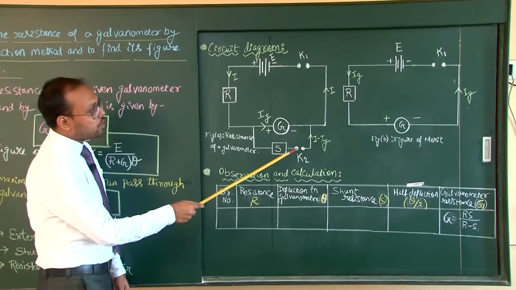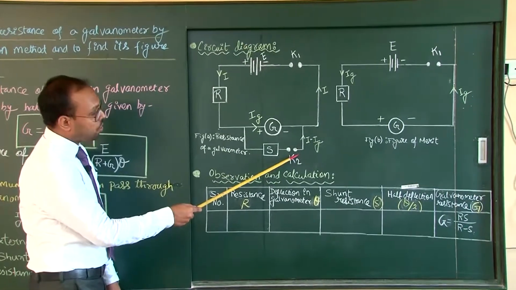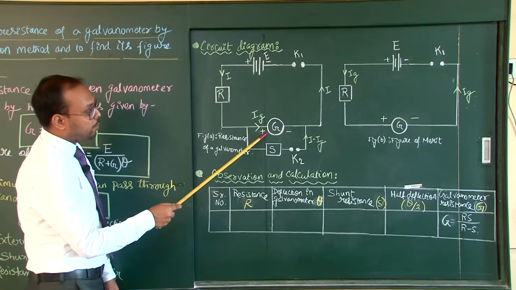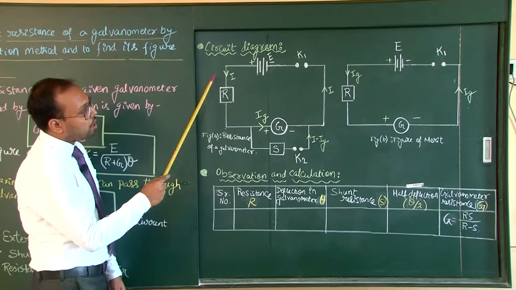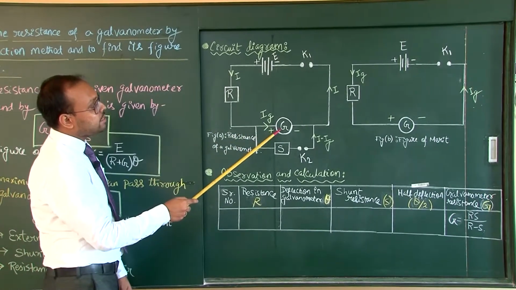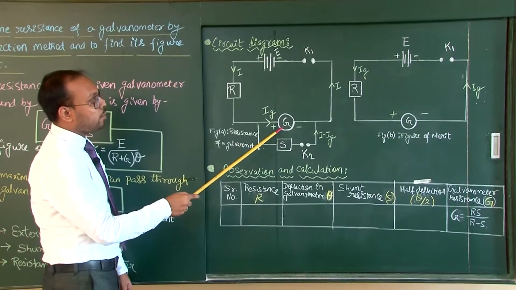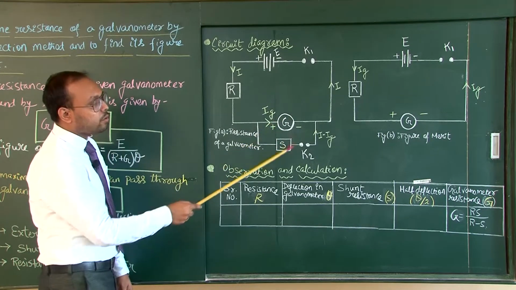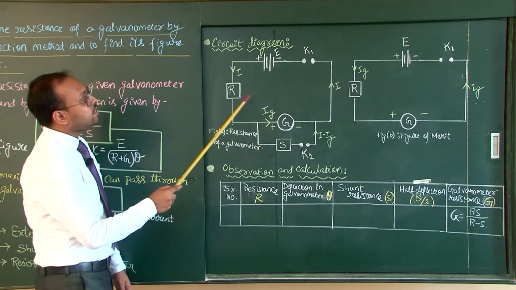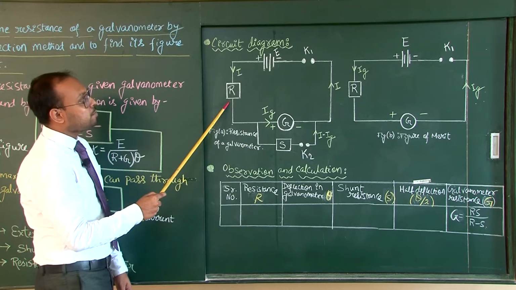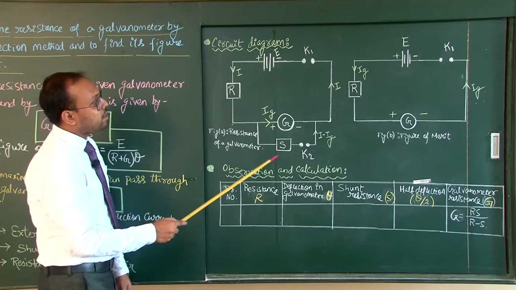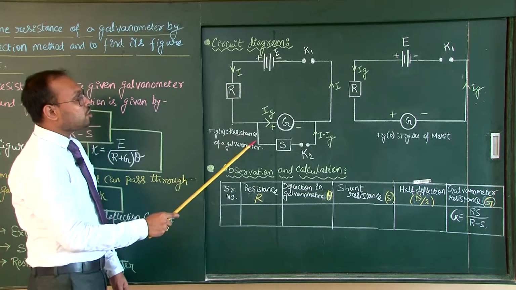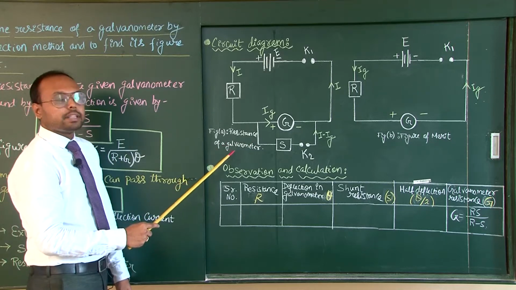So, when K2 is on and the shunt is active, that means the shunt resistance, the galvanometer resistance, and this R resistance are all on. First of all, as you can see, this G and this S, the galvanometer resistance and the shunt resistance, are parallel to each other. So, we will calculate the equivalent resistance for that, which is connected in series with the resistance box. So, overall resistance we will calculate from here. From this circuit, we will be calculating the resistance of the galvanometer by the half deflection method.